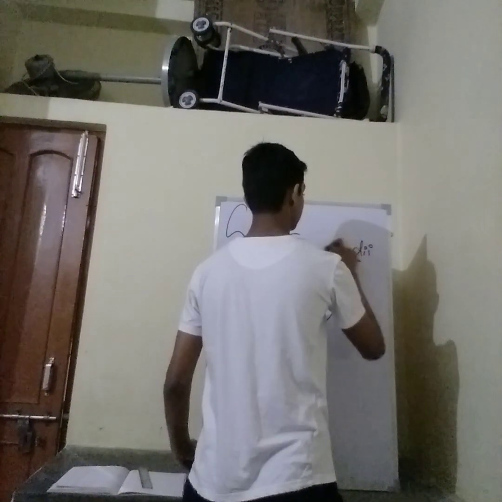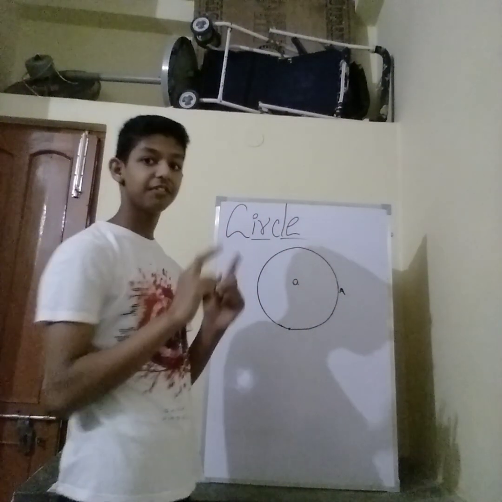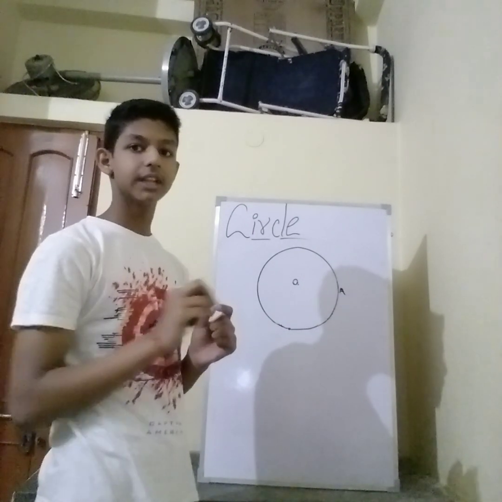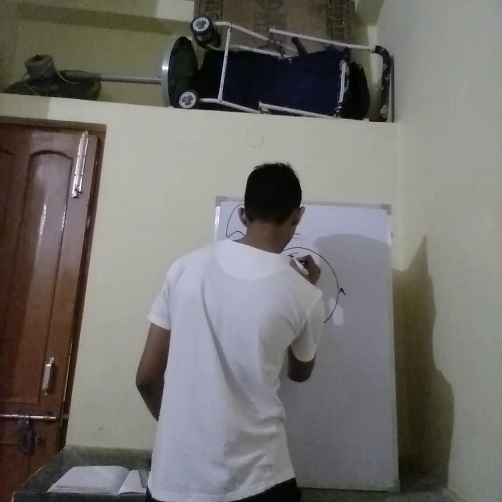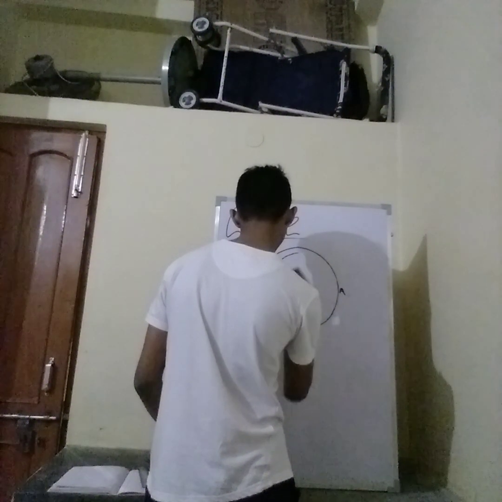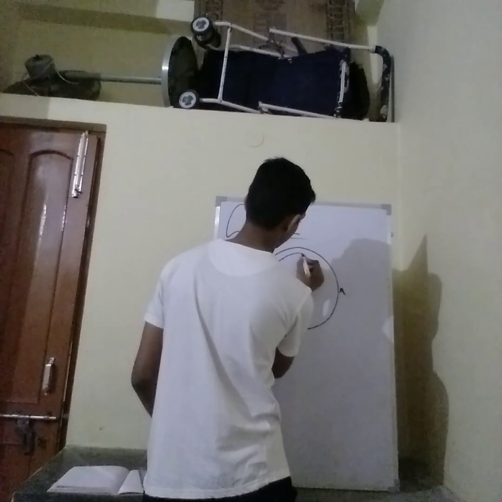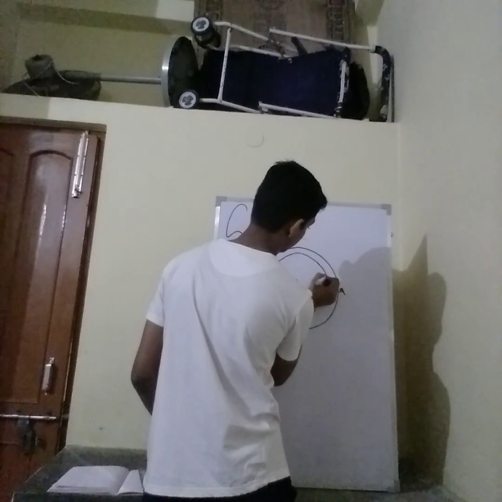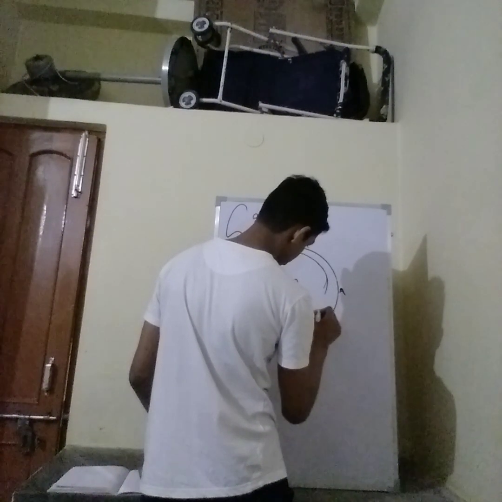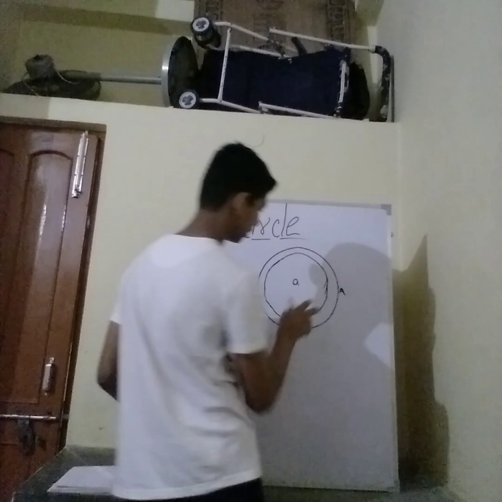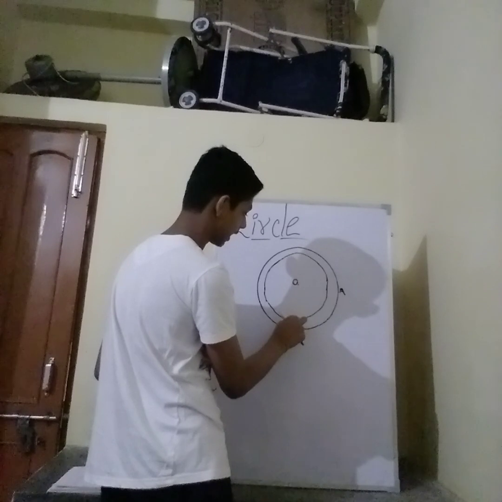So the circles which have the same center but different radii are called concentric circles. It's like this. This is a handmade circle, so it is not so good, but we can do our work and understand this concept with this diagram.